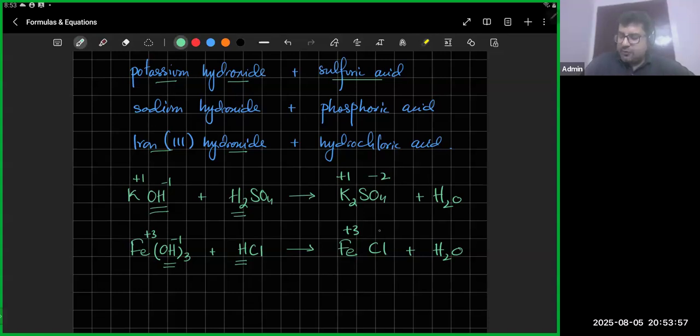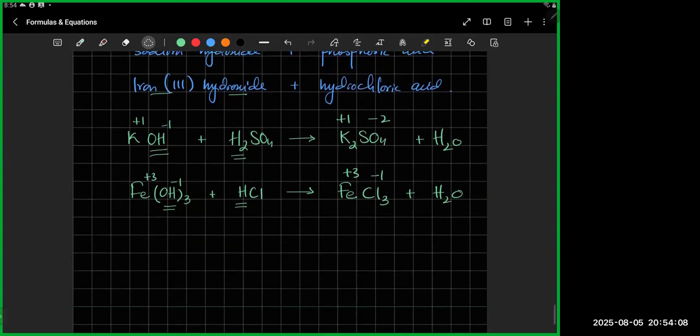अच्छा Fe is +3, Cl is group 7, so it's -1. So what is the formula? It's going to be FeCl3 ठीक है. Is that clear? जी सर.